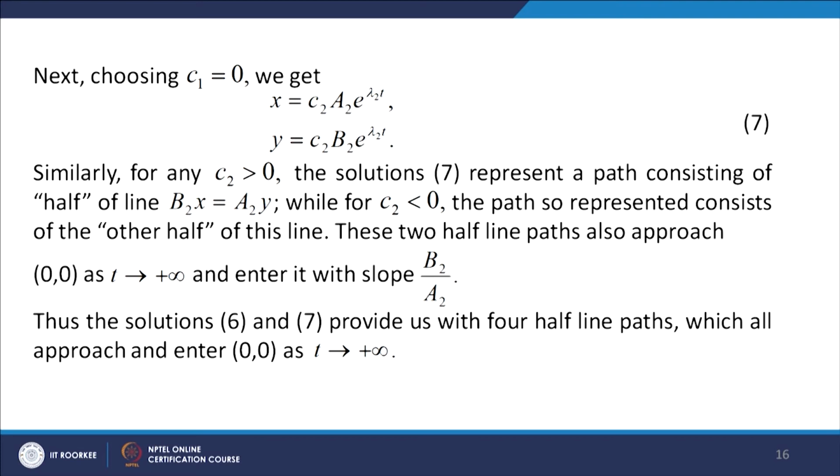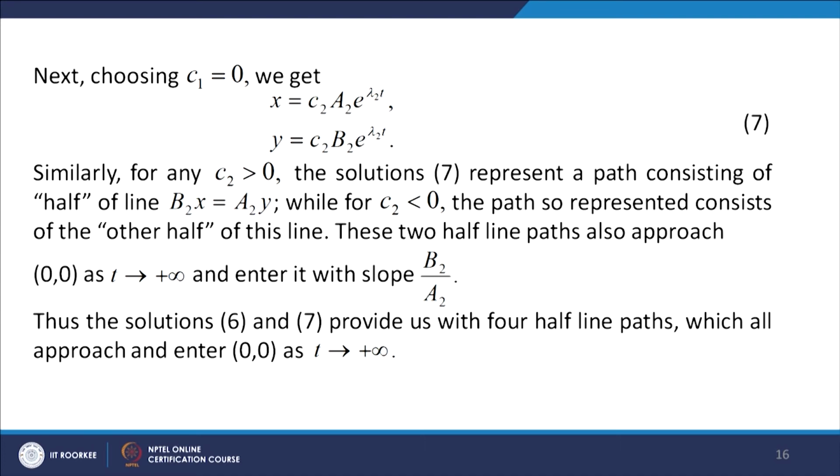Now, let us choose C1 equal to 0. When we take C1 equal to 0 in the general solution, we get x equal to C2 a2 e to power lambda 2 t, y equal to C2 b2 e raised to the power lambda 2 t. So, similarly for any C2 greater than 0, now again we choose C2 greater than 0, these solutions represent a path consisting of half of line b2 x equal to a2 y. Here again when you eliminate C2, what we will get is b2 x equal to a2 y.